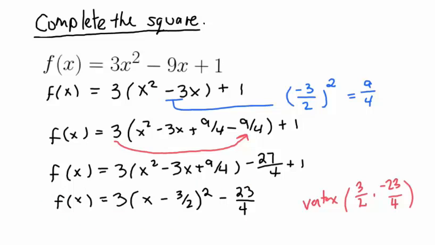So that means if we wanted to know where the vertex of our parabola was, we just have to look at the term inside of our brackets here. This is the x-coordinate of our vertex, and the -23 over 4, that's going to be the y-coordinate of our vertex.